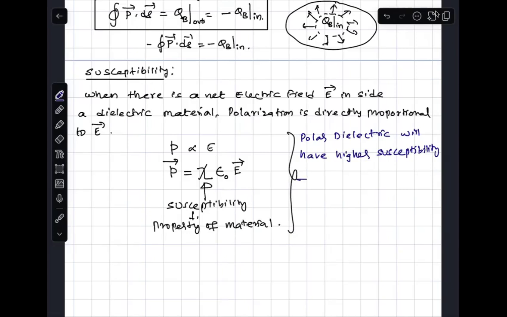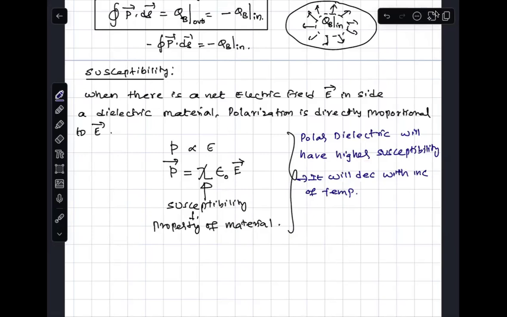Of course, it will decrease with increase of temperature. Can you explain why? Why does susceptibility decrease with the increase of temperature? Susceptibility tells me, indirectly, about the number of dipoles oriented in the direction of the field. Right. Now, what happens to the dipoles when temperature is increased?